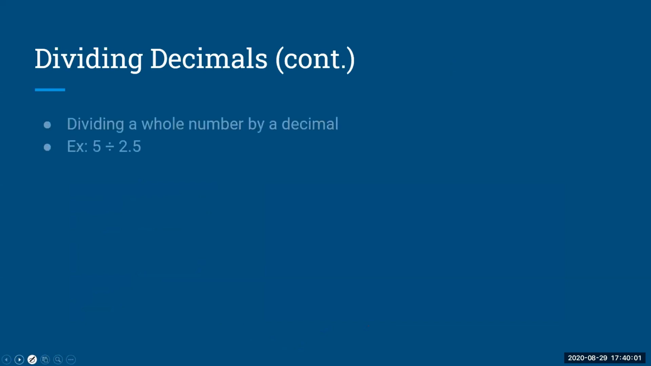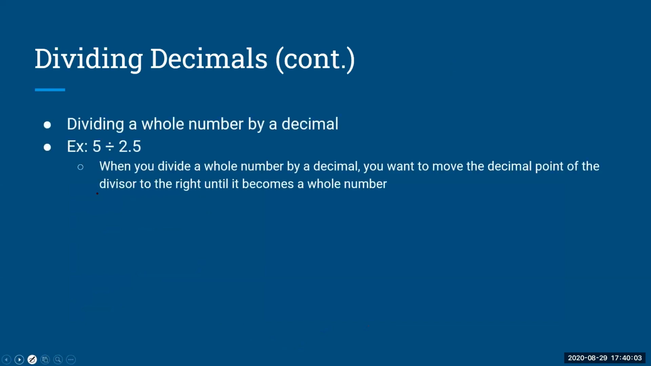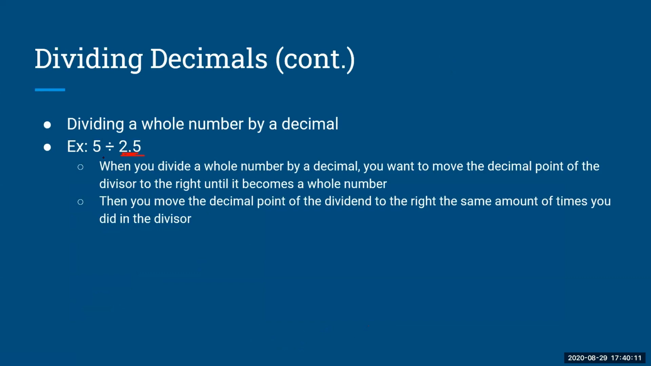All right. So whole number by decimal. When you divide a whole number by a decimal, you want to move the decimal point of the divisor, this number, to the right so it becomes a whole number. And then you do the same thing to the dividend because you're technically multiplying the whole thing by 10, and it just remains the same.